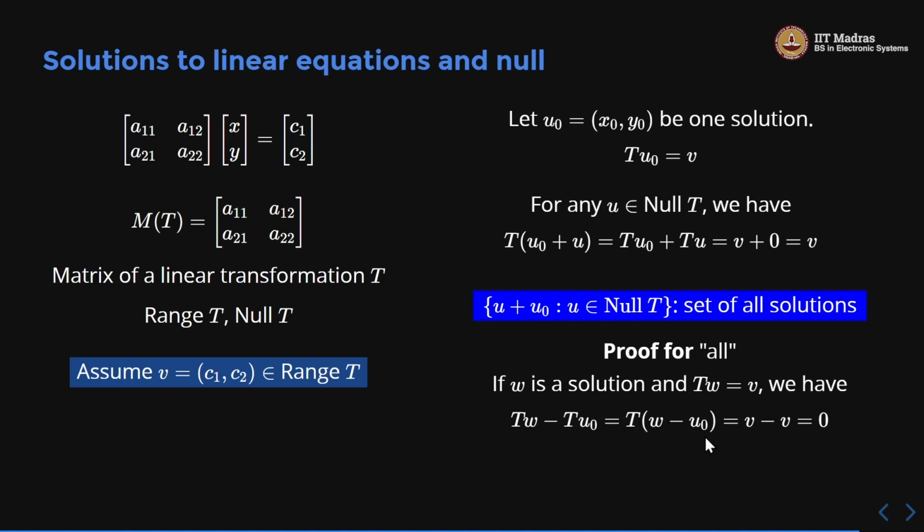If it is in the null space of T, then W better be U plus U0, where U is in null. So W minus U0 is U, where that U is in the null space. So W equals U plus U0. So I capture every solution by just saying U plus U0, where U is in null of T. It's a bit technical, but you can see why all solutions get captured here.